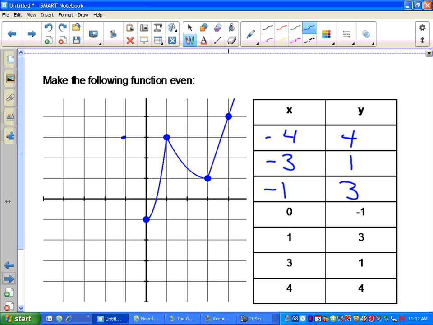Negative 1, 3. I even have the same color. Negative 3. It's the little things. Negative 3, 1. Negative 4, 4. There we go.